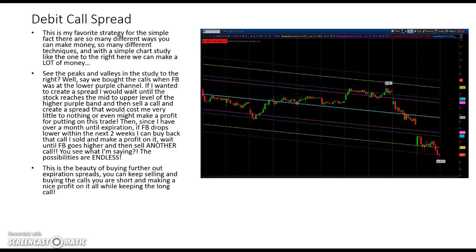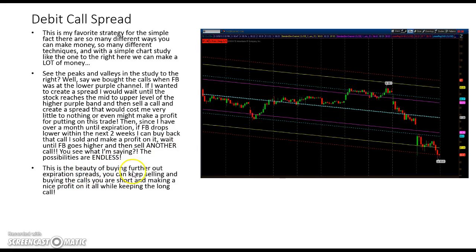Wait until Facebook goes higher and then sell another call on it. You see what I'm saying here? The possibilities are endless. And that's why this is my favorite strategy. I just keep buying calls here. I'll sell a call here. When Facebook drops, I'll buy back that call, make a profit on it, and then once it goes back up, I'll sell another call. And I just keep repeating this over and over.